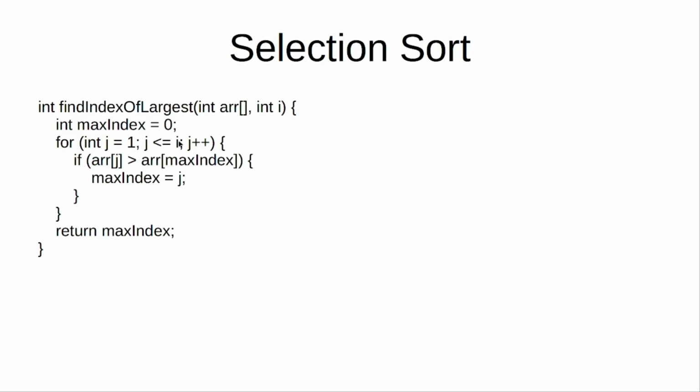And j less than or equal to i, where i is going to represent a portion to go up to. We don't want to go into the part of the array that's already sorted, so we're just going to go up to i and not continue into parts that we've already sorted. And then j plus plus, increase by 1 each time. And then check if the element is greater than whatever's stored at array at max index. So max index starts at 0 up here. And then return max index after you've gone through the entire unsorted section.